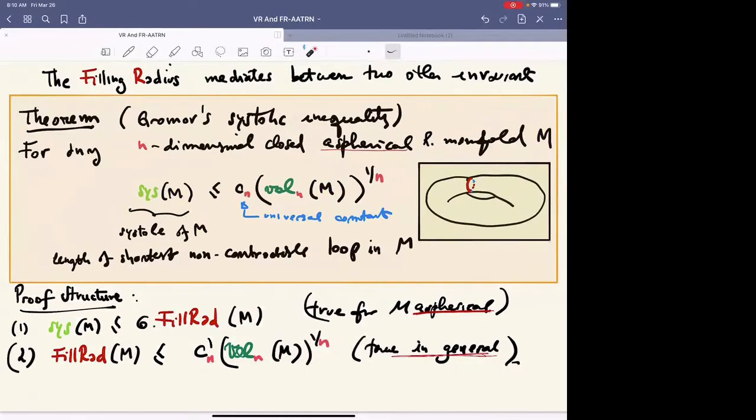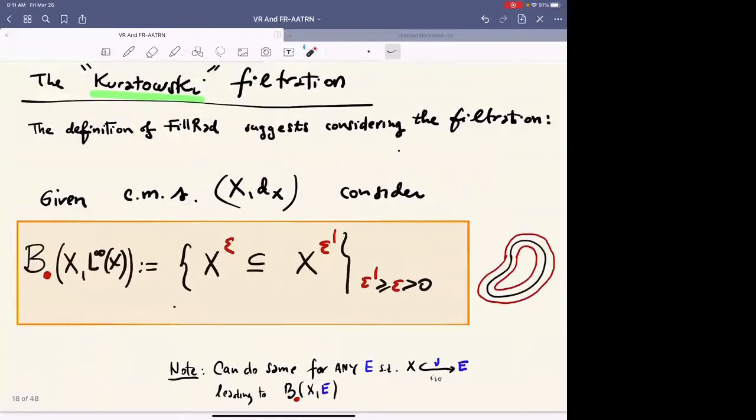So first, Gromov proved that the systole is bounded by 6 times the filling radius. And he pointed out that this step is actually true for aspherical manifolds. But then he also calculated that the filling radius of M is bounded in this way by the volume, and this is true in general for any manifold. And then by combining these two steps, you can actually attain a proof of the theorem. I should mention that this part here is actually not difficult to prove, whereas this one, there was a lot of subsequent work in trying to clarify the proof and provide simpler proofs.